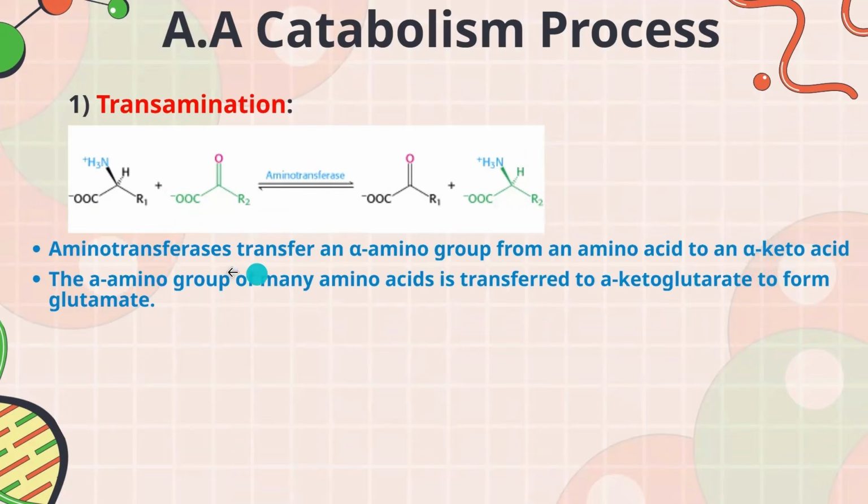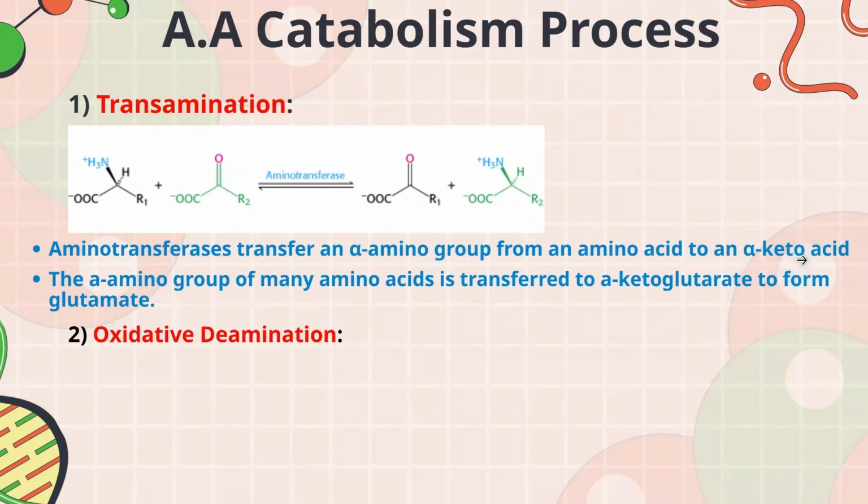Aminotransferases transfer the alpha amino group from an amino acid to an alpha keto acid. Your alpha ketoglutarate is also considered an alpha keto acid. The alpha ketoglutarate becomes glutamate, while the amino acid without the NH3 becomes a new alpha keto acid. It's basically just switching roles. You can think of it that way.